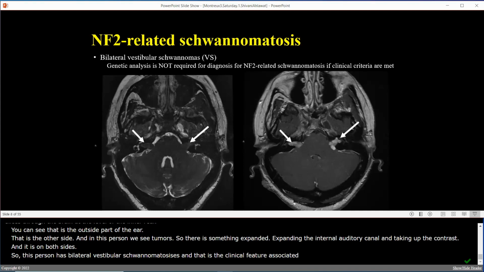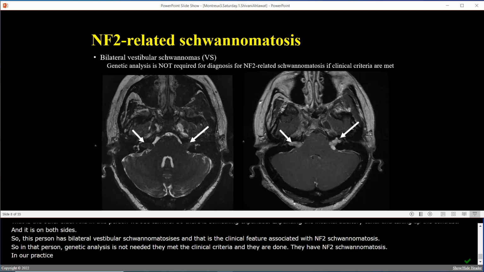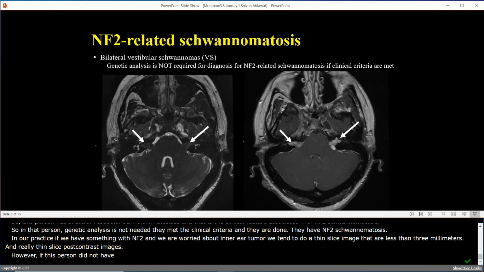So in that person, genetic analysis is not needed. They've met the clinical criteria and they're done. So they have NF2-related schwannomatosis. In our practice, if we have someone that's coming in with NF2 or we're worried about an inner ear tumor, we tend to do thin slice T2-weighted images that are less than 3 millimeters and really thin slice post-contrast images. However, if this person did not have thin slice imaging, they still had bilateral vestibular schwannomas, so they would meet the diagnosis. And that's something that's addressed in the new updated diagnostic criteria.